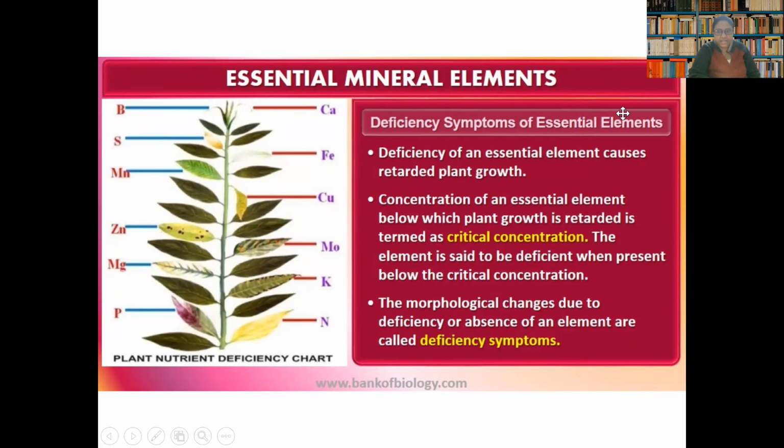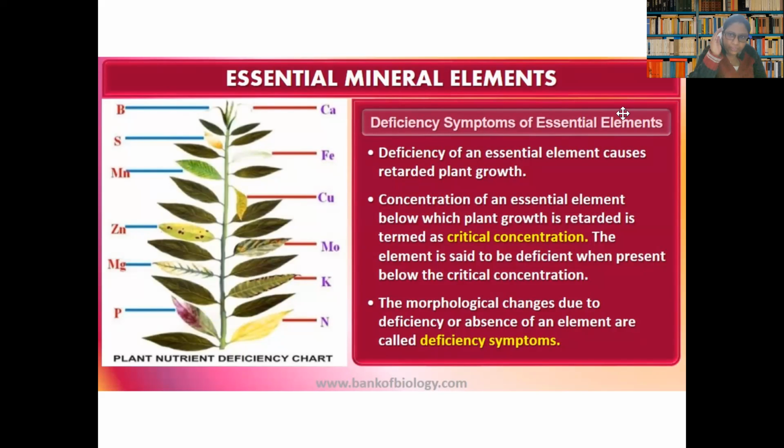So basically, when can we say that any element is deficient or less? Each and every element is required in a certain concentration in case of plants, be it macro element or micro element. They are required in a specific range of concentration. If the presence of that element is less than that, then the symptoms we are having are called deficiency symptoms.